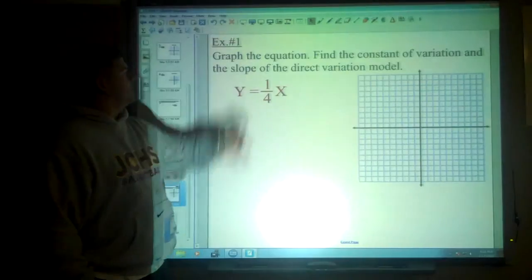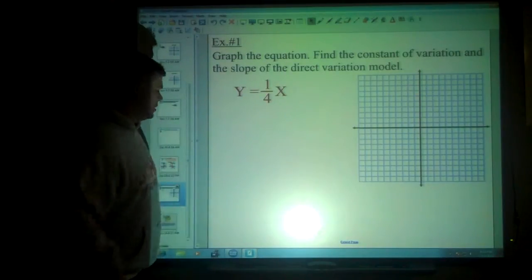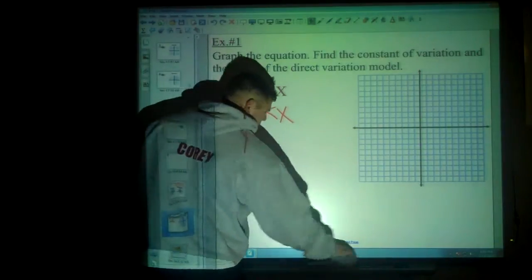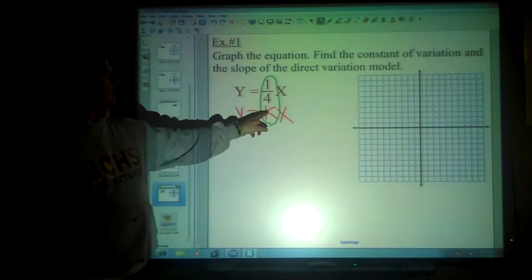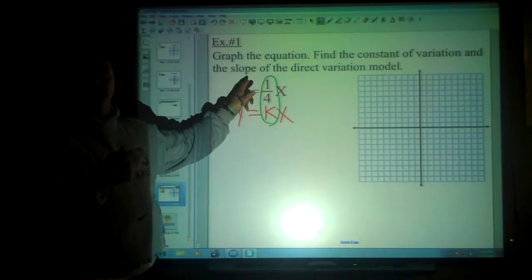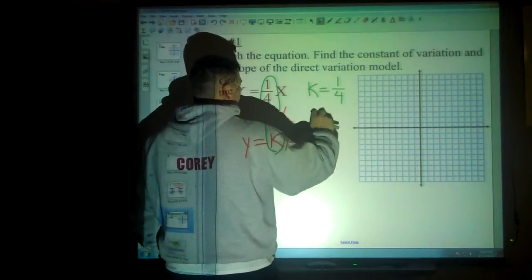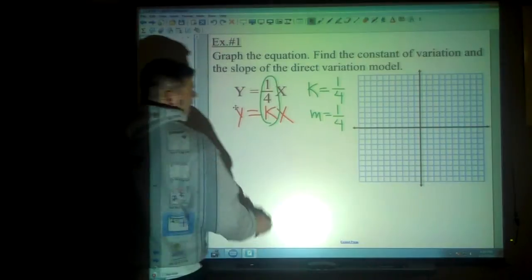Right? One example, say we were given this equation and we wanted to find the constant of variation. Y equals kx. It sure seems like the 1/4 is the constant. And if we got to find the slope, we know constant is the same as slope. So k equals 1/4 and m equals 1/4. Now we need to make a graph of this.